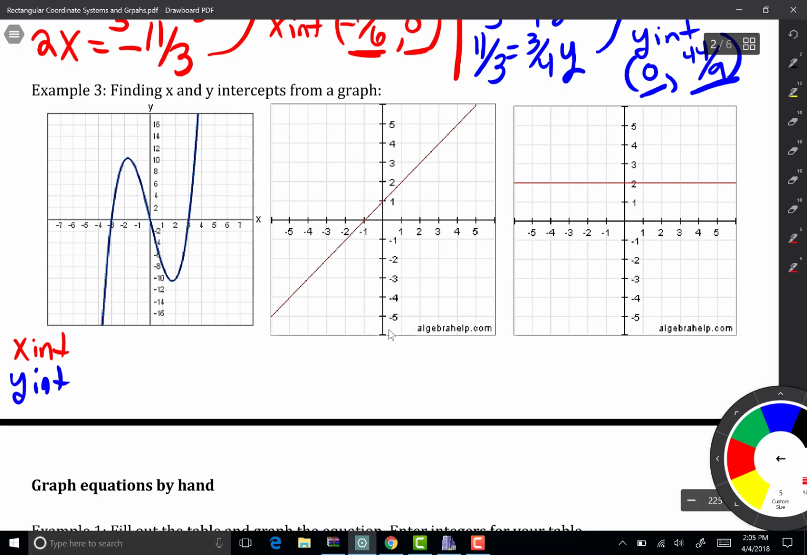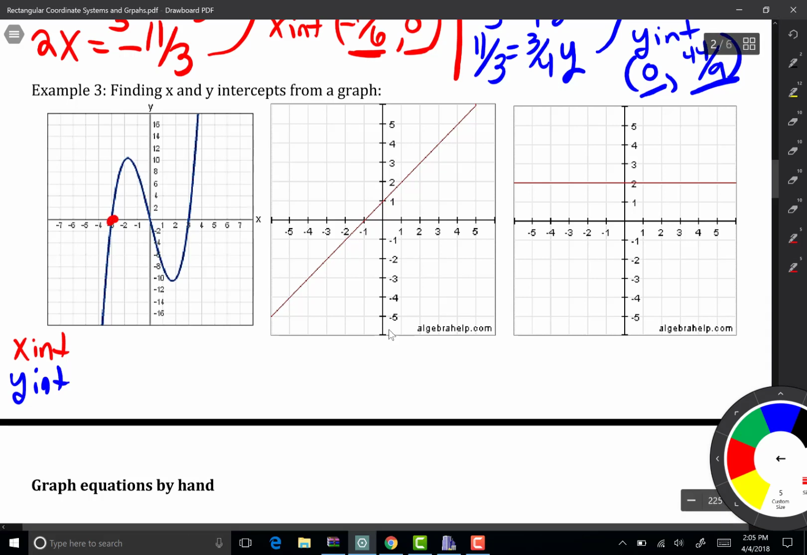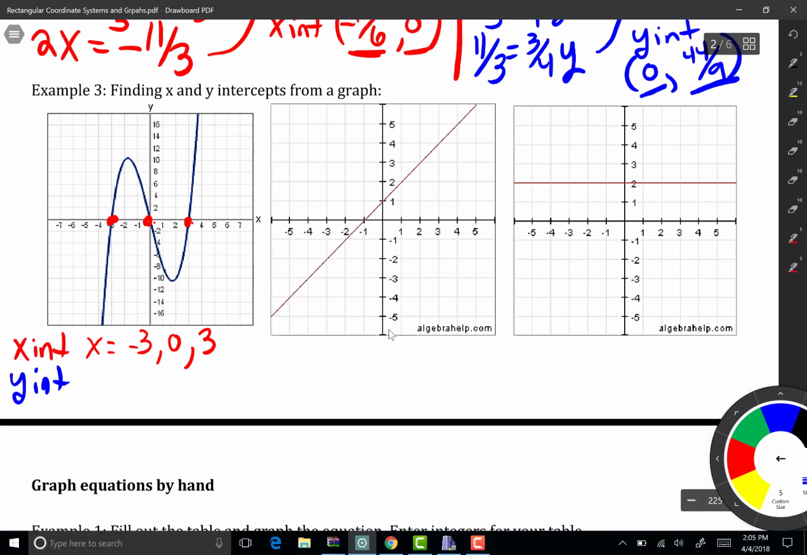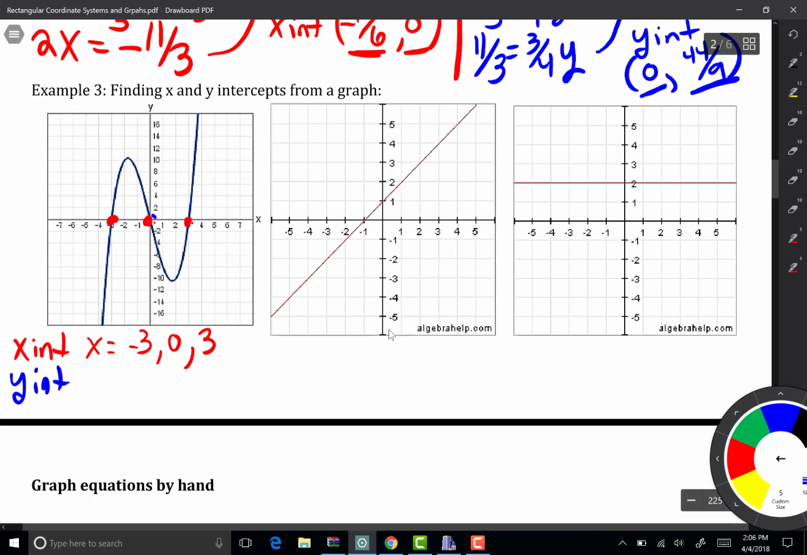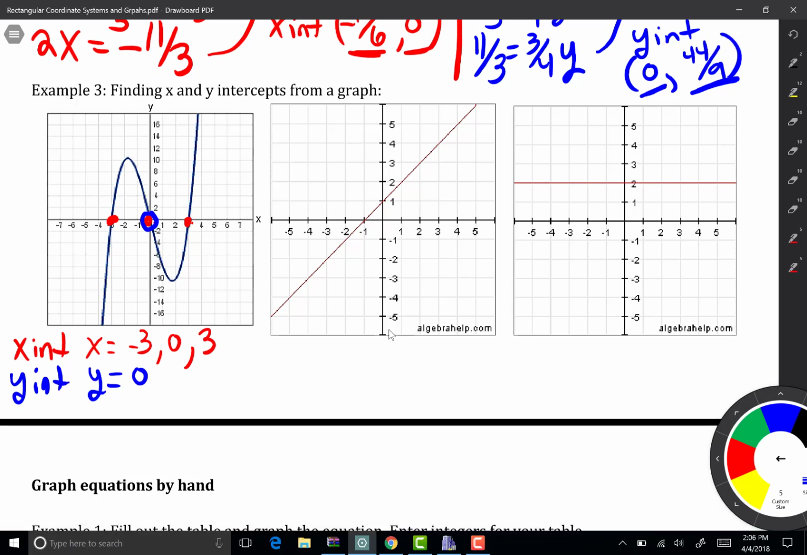Okay, so looking at graph number 1, my x-intercepts are the places where it crosses the x-axis. So looking at graph 1, it's here, here, and here. So my x-intercepts for the first graph would be x equals -3, I have one at 0, and then I also have one at 3. For my y-intercept, notice this is a special case because it crosses at the origin. Y equals 0 is a y-intercept. So the origin acts as the x and y-intercept in this case.